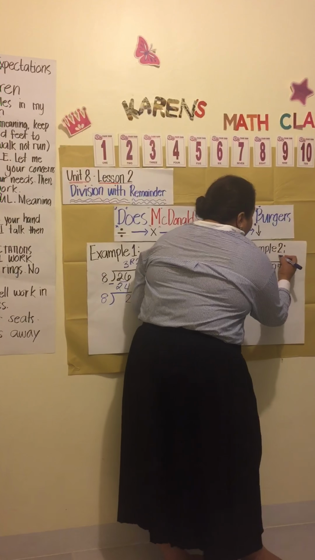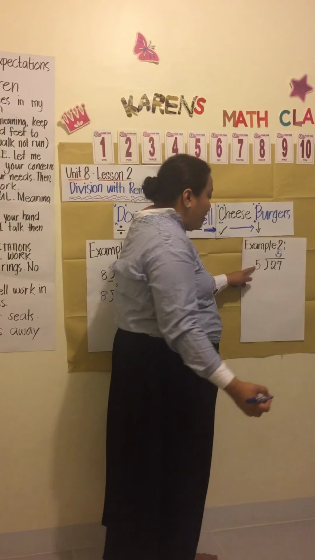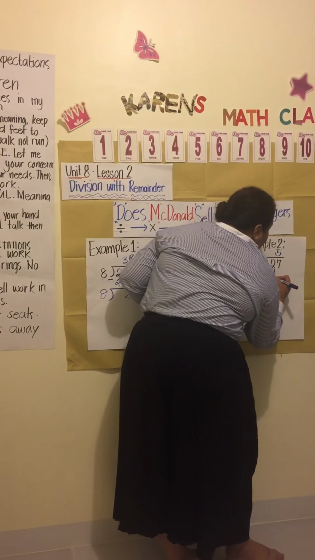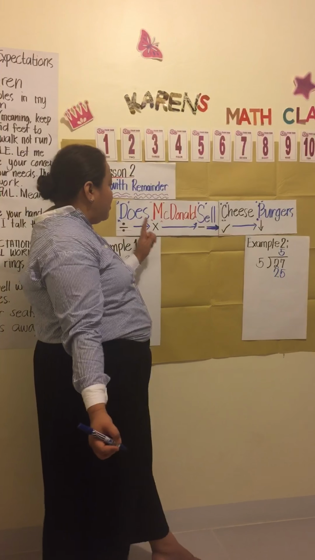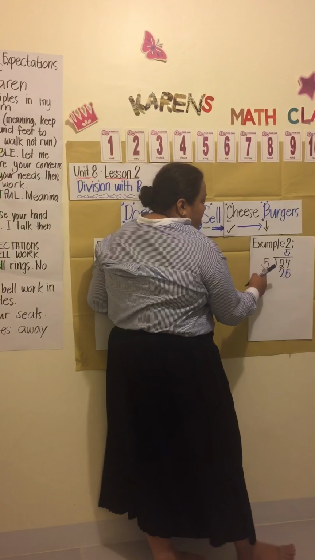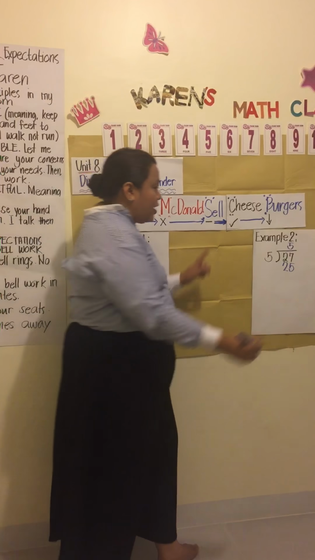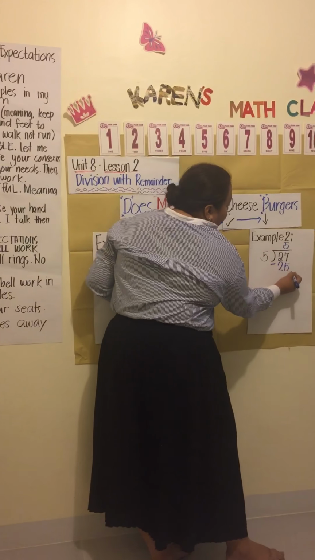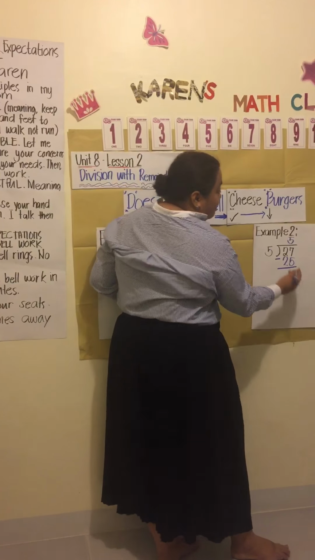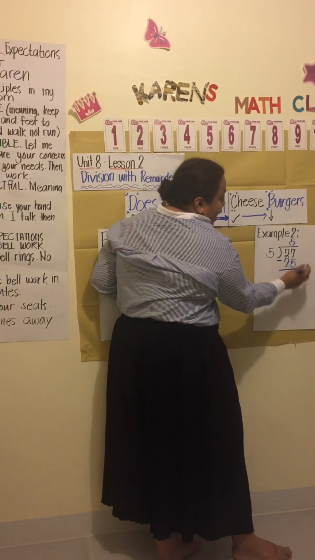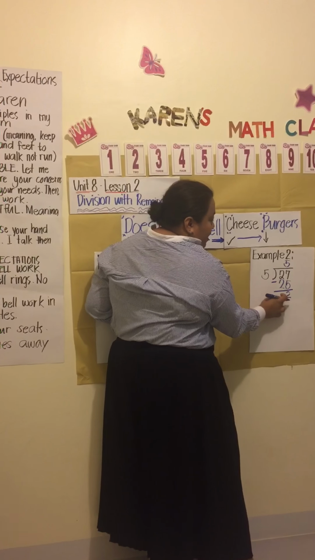So we have here 5 times 5 equals 25. Next step is multiplication. 5 times 5 equals 25. Next step is subtraction. We have 27 minus 25 equals, let's start with the tens place. 7 minus 5 equals 2, and 2 minus 2 equals 0.